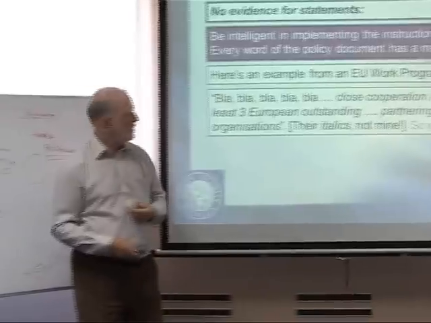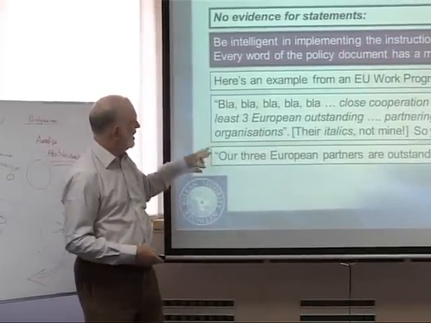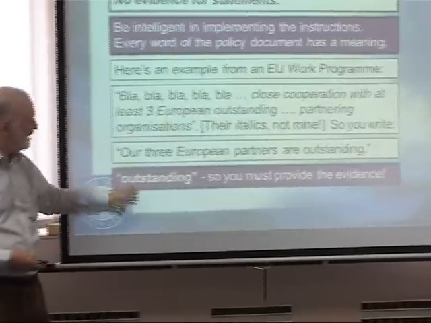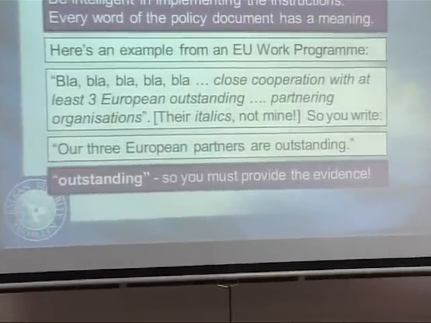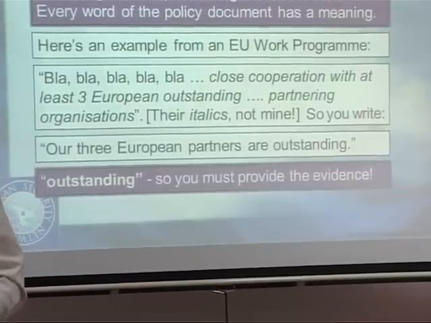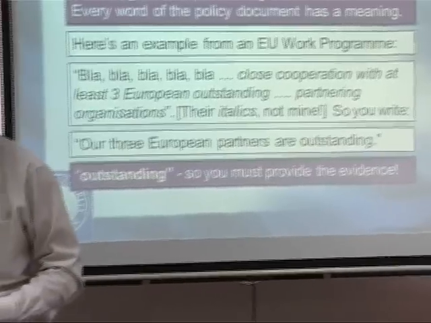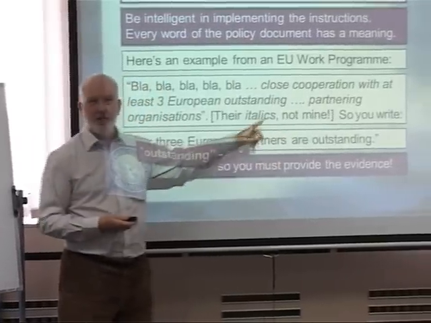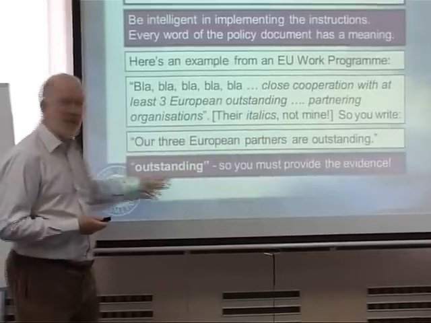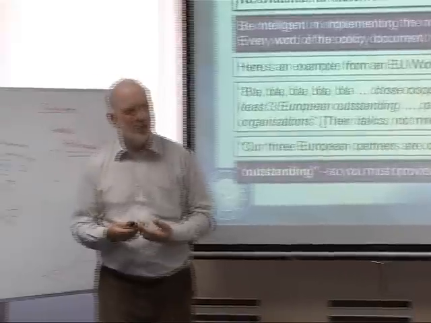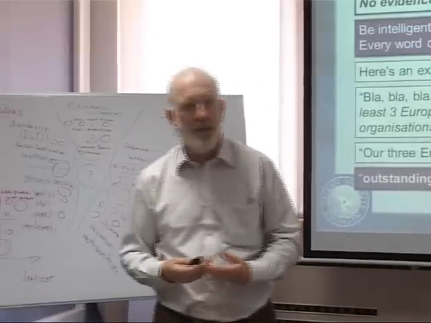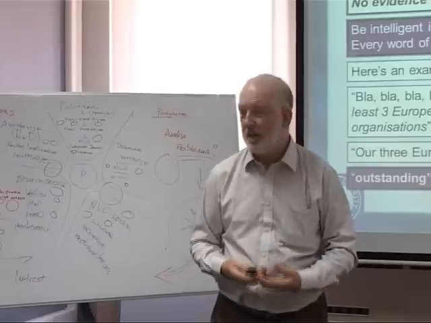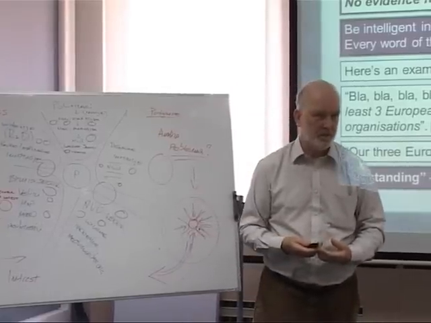Now, you need to know that it's not enough to write that our 3 European partners are outstanding. That's not going to give you the money. You have to say, outstanding! Wonderful! Here is all the evidence that you need for you to realize that they really are outstanding. So, you don't just write, our 3 European partners are outstanding, full stop. You have to give all the evidence. You provide a list of their publications, the Nobel Prizes that they've been winning, all the measures of esteem that will show the evaluators that they genuinely are outstanding, and not just ordinary partners.